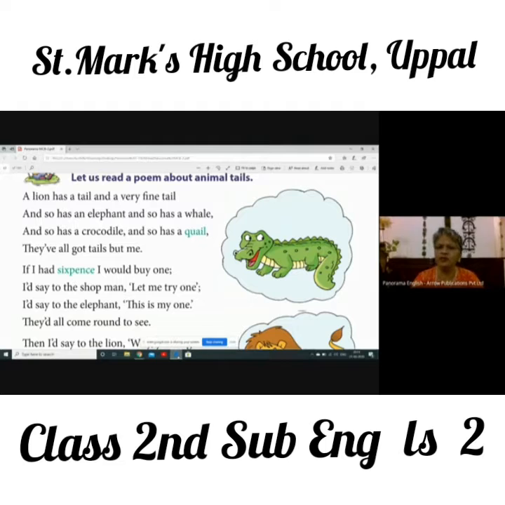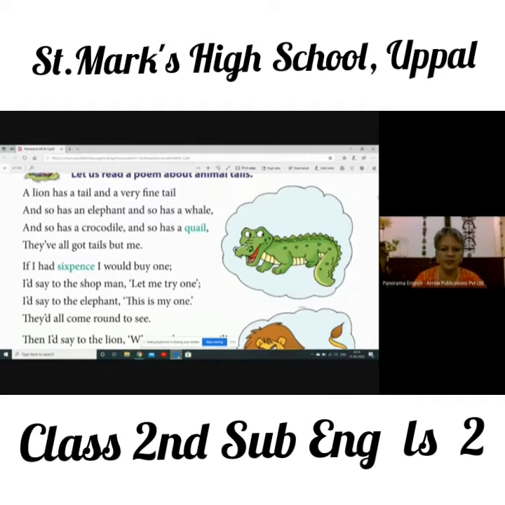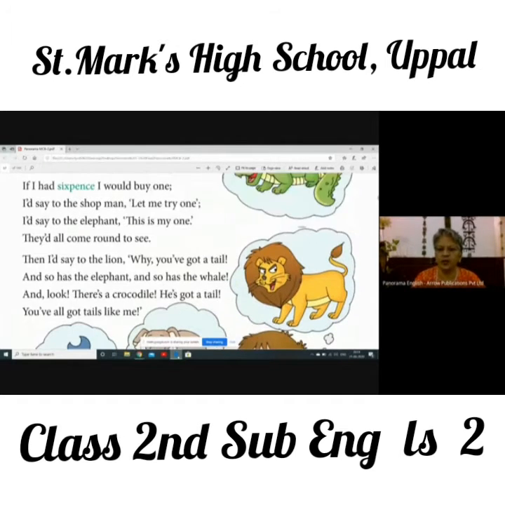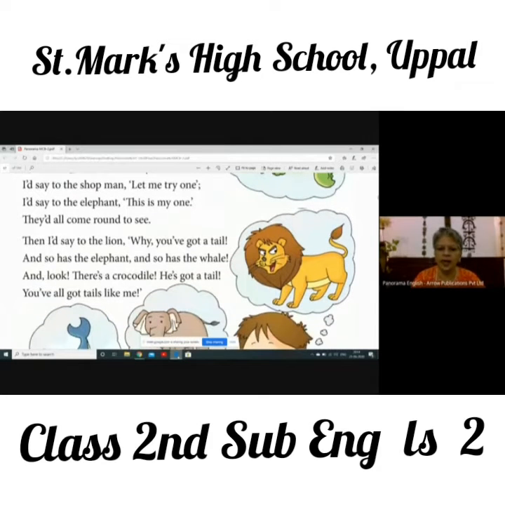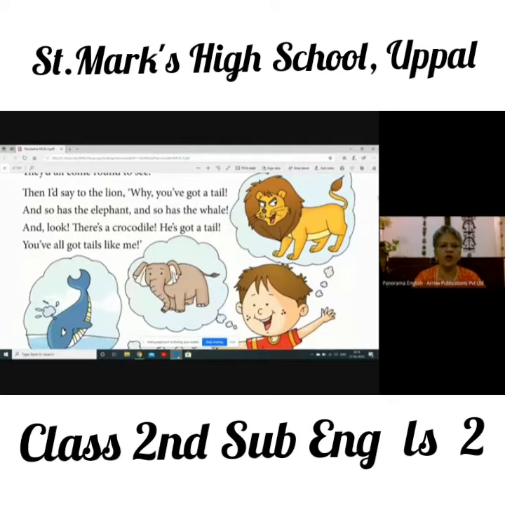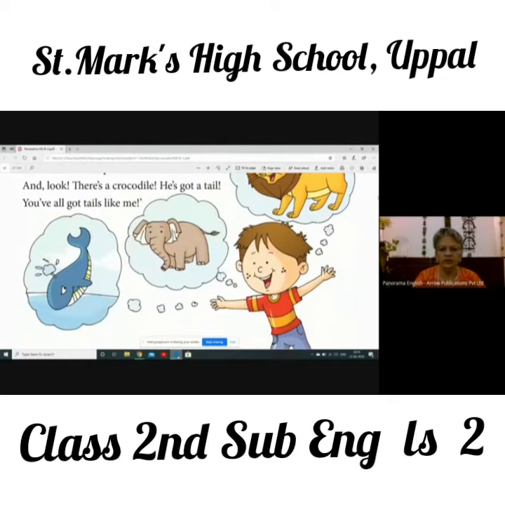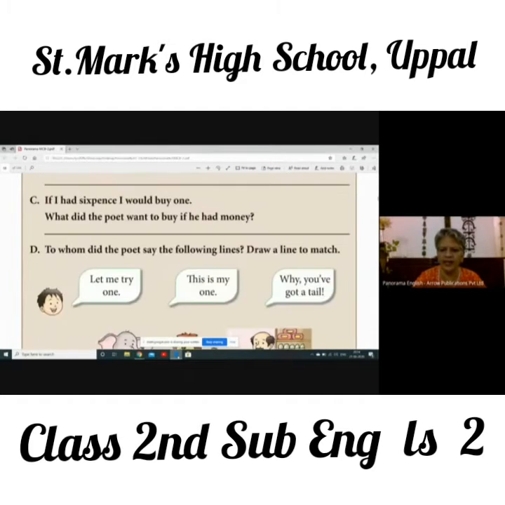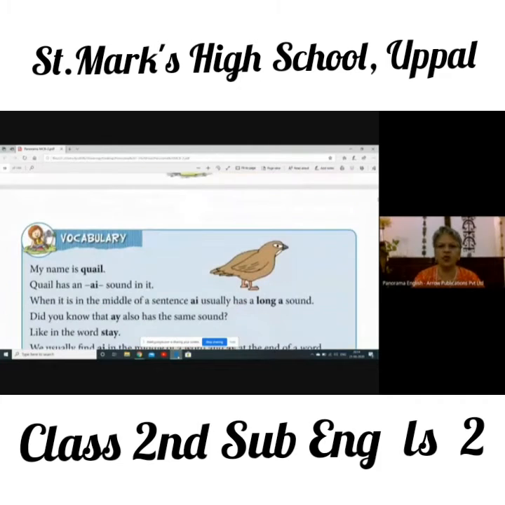What's a quail? Have you heard of the word quail? Let me see if we have a picture of the quail. There is a picture. Now let's look at the animals that you have talked about. So this boy talks about the tail of a crocodile, the tail of a lion, the tail of an elephant, and the tail of a whale. Let me see if there is the picture of a quail. Yeah, that's a quail. A quail is a brown bird. Can you see its tail? It has feathers. That bird is a quail.